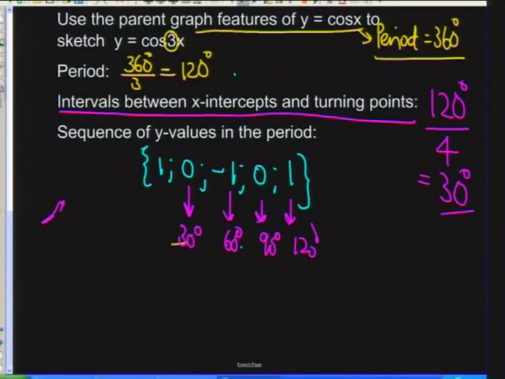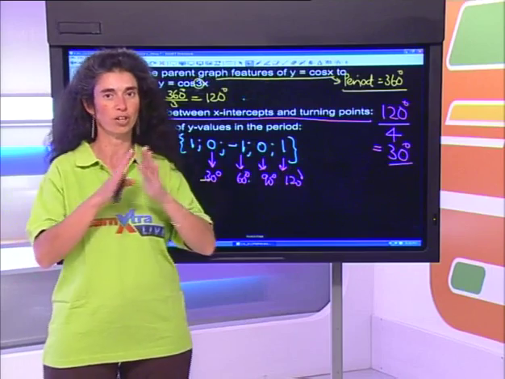They work in exactly the same way. I want my new period by dividing the parent period by the coefficient of the angle. I want then to establish what is the interval between my x-intercepts and my turning points, and I want to then adjust my sequence of y values to fit into that period. And once you've got that, you can go to the graph.